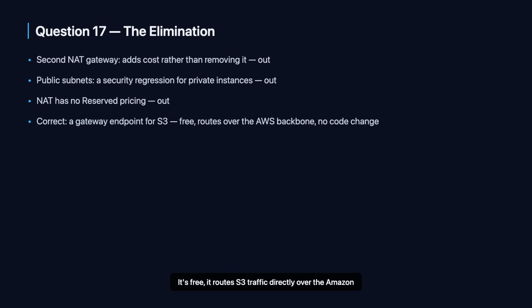It's free, it routes S3 traffic directly over the Amazon Web Services backbone, and it needs 0 code change. The NAT gateway is a toll booth charging for every gigabyte. The gateway endpoint is a free on-ramp straight to the S3 campus. This is exactly the fix Megacorp used back in episode 10.